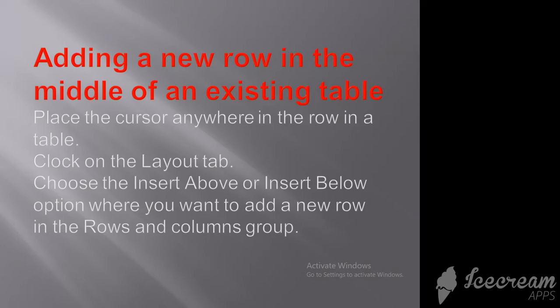Next is adding a new row in the middle of an existing table. For this, when the table is created and you have to add a new row or delete a row, we will go to the layout tab and click on the insert above or insert below option. The delete option will be available there also, and there we can make the changes like that.